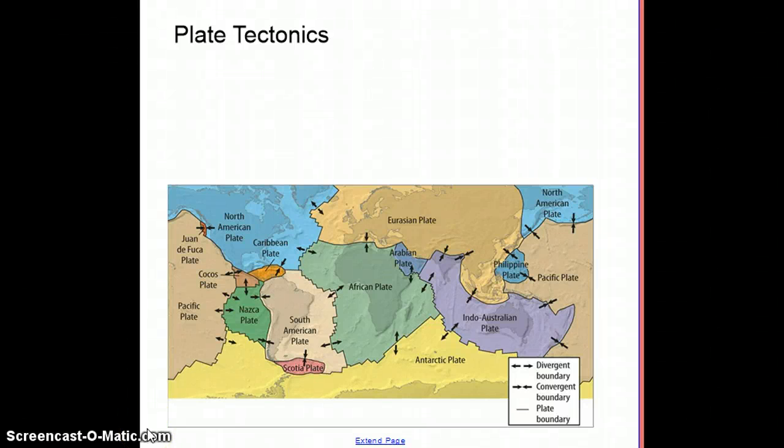Good day, students. This lesson is on plate tectonics. This lesson follows our discussion on continental drift and seafloor spreading. Just a reminder, continental drift was the idea proposed by Alfred Wegener, and his thoughts were that the continents were drifting, they were moving, that they had started off as one large continent known as Pangaea and had drifted apart.